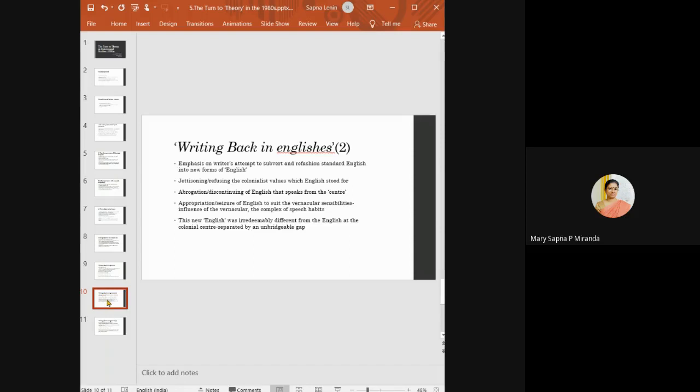And then again, writing back, what are you doing? Writing back in English, you're emphasizing the writer's attempt to subvert. Subvert is to kind of change it totally and refashion standard English into new forms of English. You're refusing the colonial values which the old standard English stood for. You're discontinuing English that speaks from the center, that is, that typical British English. You're throwing it away, and what are you doing? You're appropriating, you're seizing, you're taking English to suit the vernacular sensibilities.